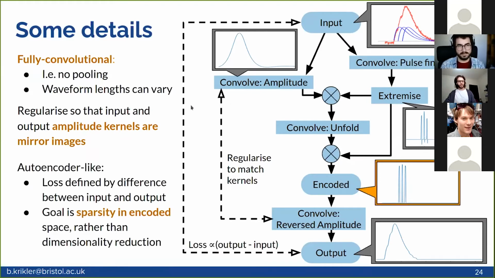And then finally, why I say this is autoencoder-like, not a typical autoencoder, is because what we haven't done here is dimensionality reduction. We're defining our loss based on the difference between the input and the outputs, but our goal here is not to reduce dimensionality, but rather to increase sparsity. So what you have here is basically zeros everywhere, and then a spike with the right amplitude where you believe a pulse has occurred.